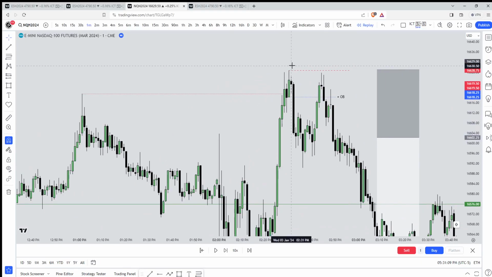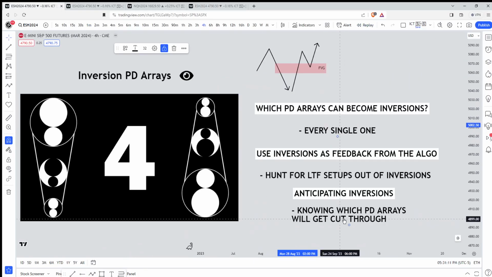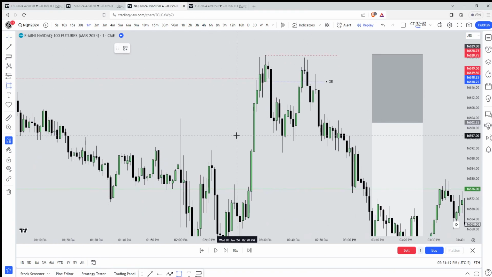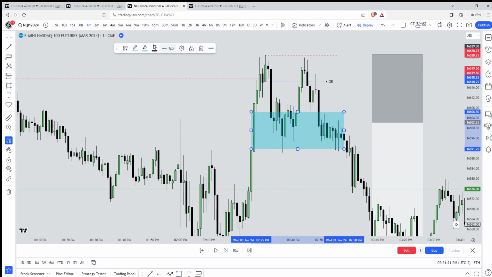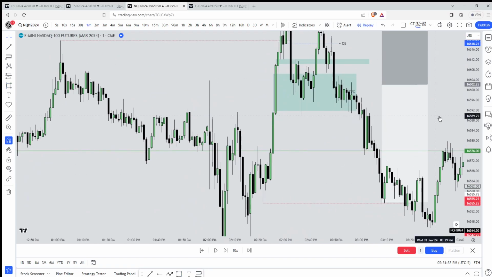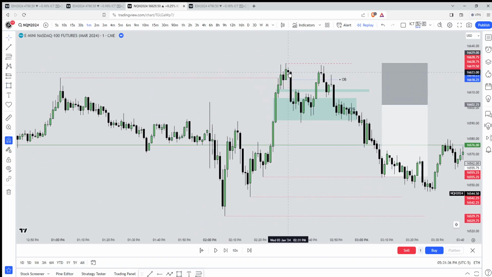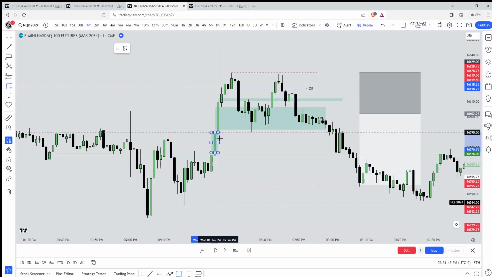So I'm not anticipating this high, but what can I anticipate now? Anticipating inversion PD arrays and knowing which ones will get cut through. So if we go back to this example, see the bullish PD arrays from this side? I'm anticipating for these to fail. So you'll see ICT, when he takes a short up here, he'll say, I want to see price cut through this bullish fair value gap. And the reason that is because price is in a sell program. We created a change in the state delivery bearish, and it's going to start targeting the sell stops beneath here. And if it's going to be targeting that, it's going to cut through bullish PD arrays.